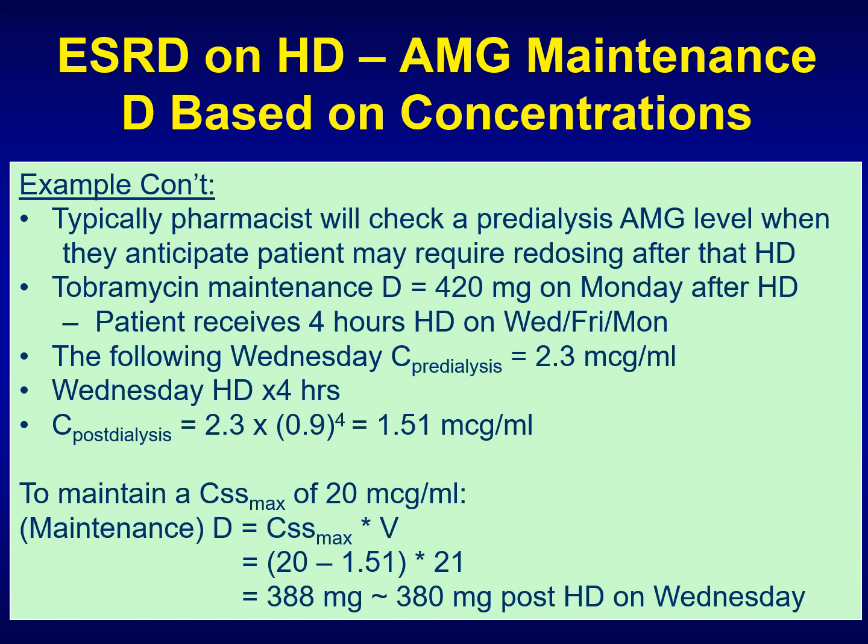So dose is equal to desired Cmax times V. In this case, we need to subtract the 1.51 that the patient still has in their system. So the dose we come up with is 388 milligrams, which we round to 380 milligrams to be given post that hemodialysis session on Wednesday.